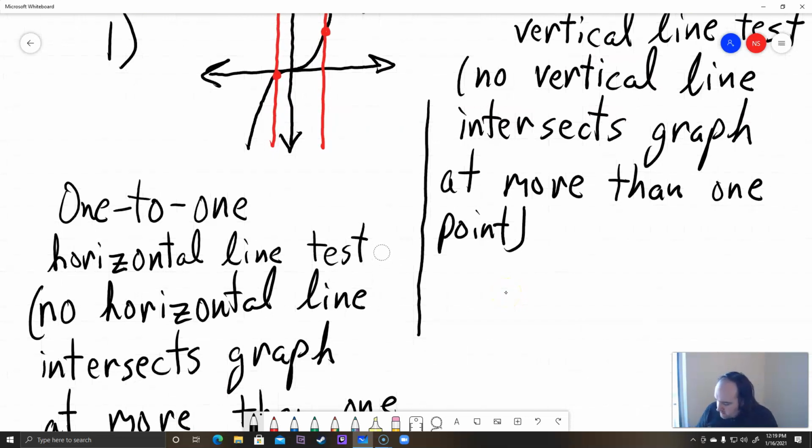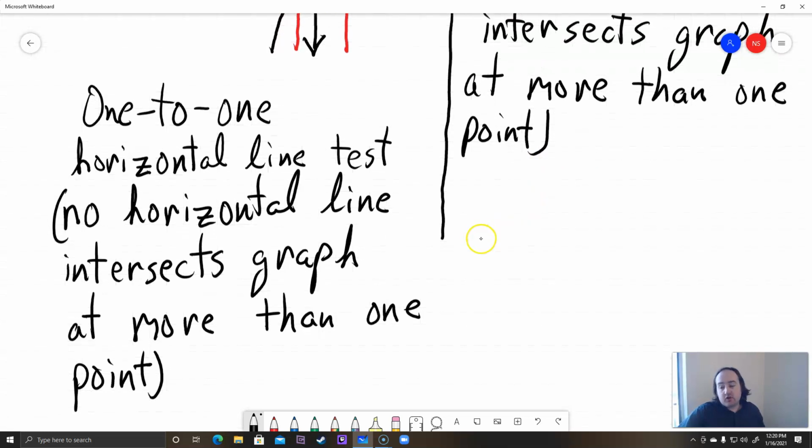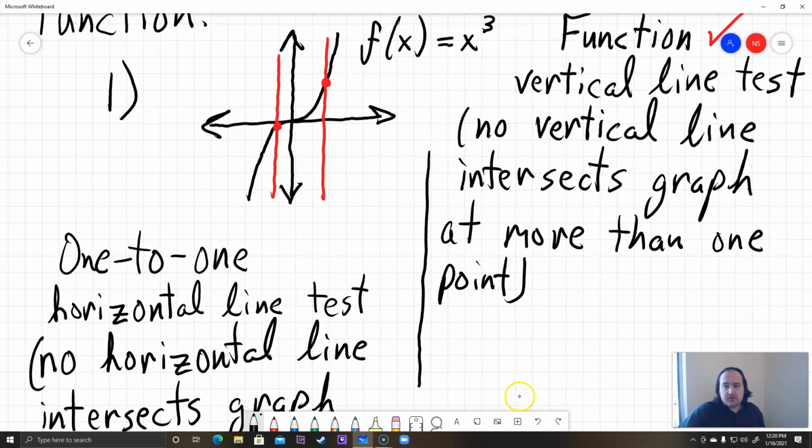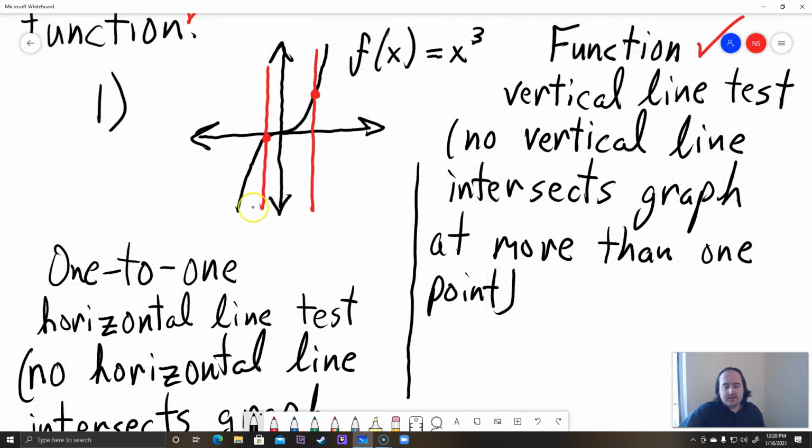Okay, so you got your horizontal line test. It is basically the same as the vertical line test. You're just going to be looking at horizontal lines now. So this one did pass the vertical line test, and now we can do the same thing but with horizontal lines to determine whether the graph represents a one-to-one function.